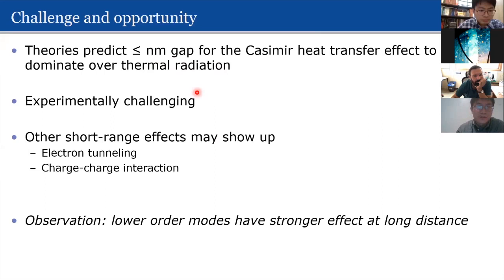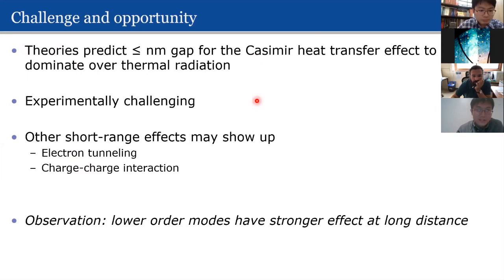But such a small nanometer or sub-nanometer gap is really experimentally challenging. It's really hard to achieve. And even if you achieve that short distance, some other short-range effects may also show up, like electrons tunneling and bringing heat, or some local charge interaction. So it's really challenging to implement. In order to experimentally observe this phenomenon, we really need to think out of the box and find some other, not conventional, method to see this effect.